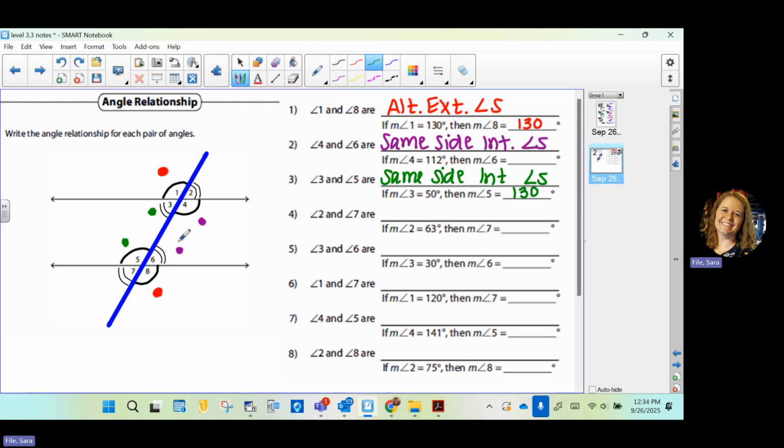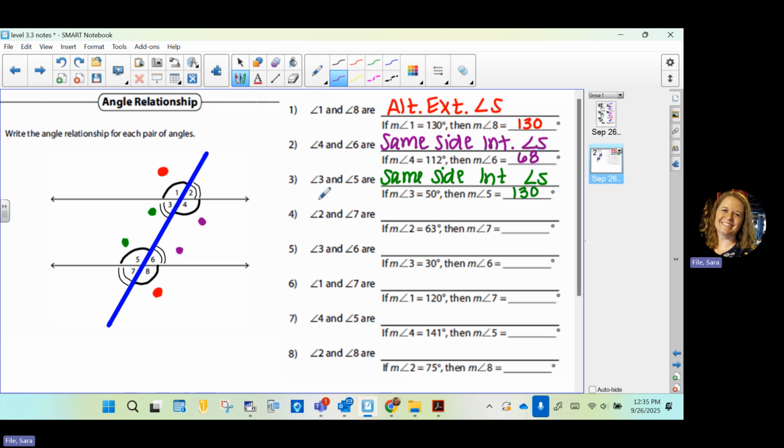Okay, no, I forgot to do this for the purple one. So let's go back and say, we said those are same side interior. So that's the same relationship. These should add to 180. So if angle 4 is 112, what would angle 6 be? They have to add to 180. How do you calculate that? Yeah, you subtract 180 minus 112. What does that leave us with? 68. Good.